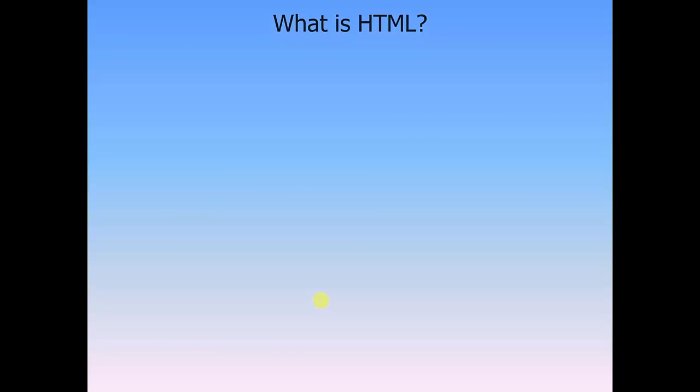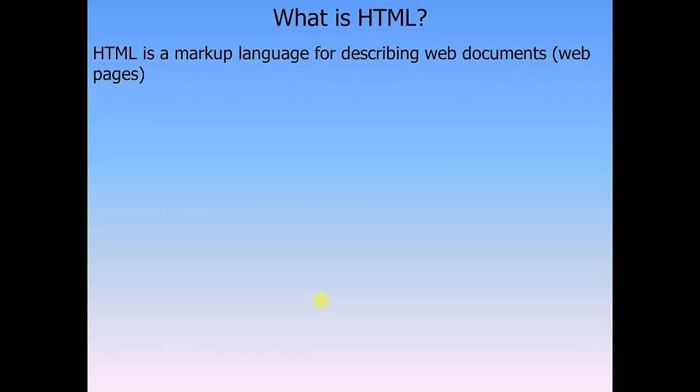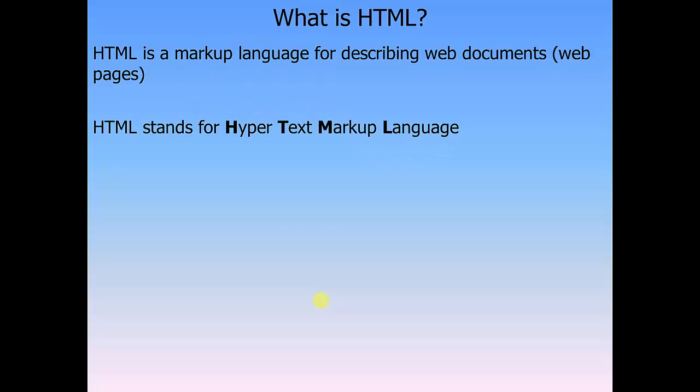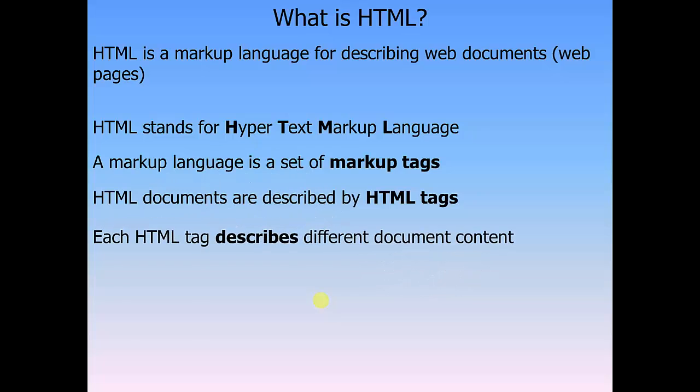On to the next slide. What is HTML? HTML is a markup language for describing web documents, web pages. HTML stands for Hypertext Markup Language. So that's where the HTML comes from. A markup language is a set of markup tags. HTML documents are described by HTML tags. Each HTML tag describes different document content.